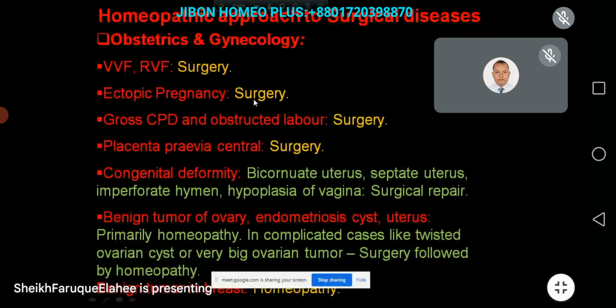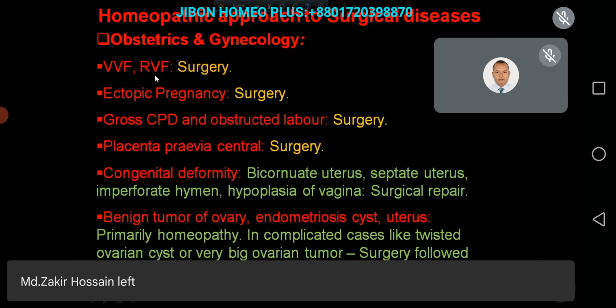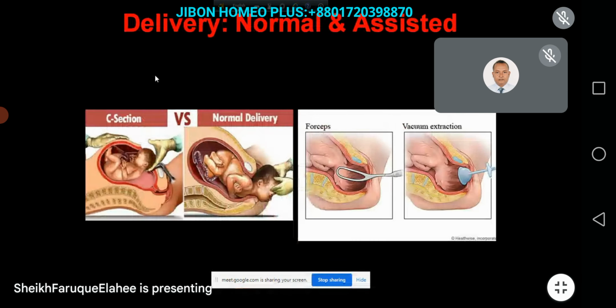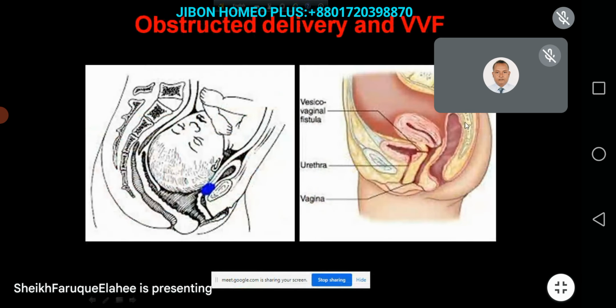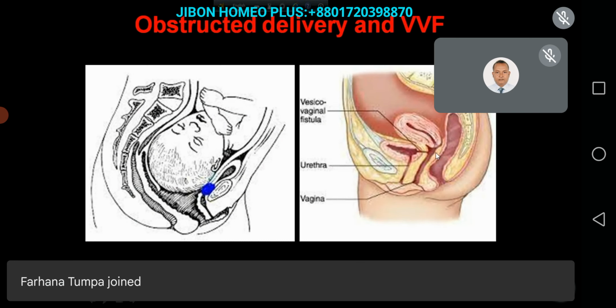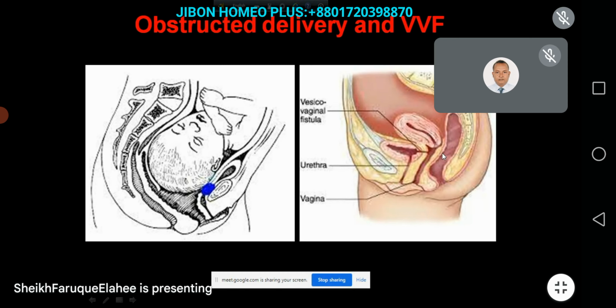Let us see another case. RVF is also like this. If there is a communication between, you see here, this is the rectum and this is the vagina. If there is a fistula between rectum and vagina, this is called RVF, recto-vaginal fistula. Then what will happen? This is more serious than the other case. Her stool will come through the vagina. You see what is the pathetic situation? This lady will have stool through her vagina, and her life will be a messy life.